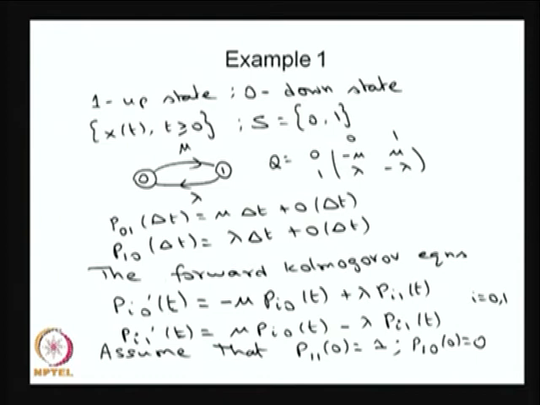For that, this is a differential equation. We need an initial condition to solve these equations. So, I make the assumption that at time 0 the system is in state 1. Therefore, the transition probability P11 of 0 is equal to 1. Since the system was in state 1 at time 0, being in state 0 has probability 0. So, I need both the initial conditions to solve the equation.